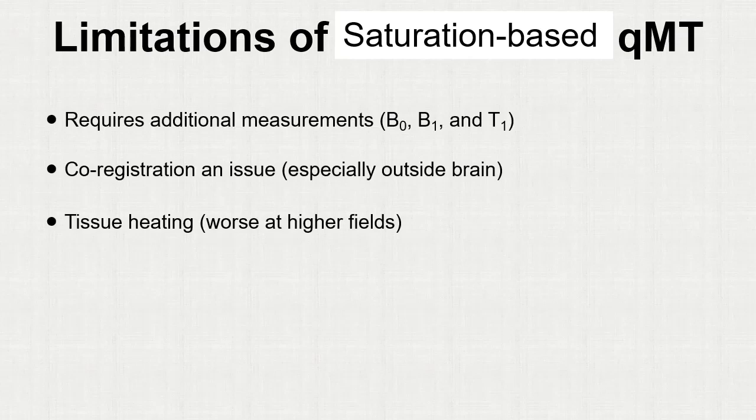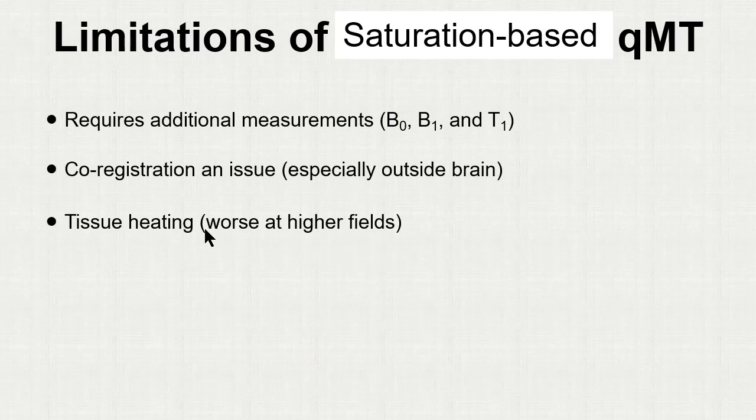There are some limitations to this, and I originally called this conventional QMT, and I decided that's a bad word. There are limitations to saturation-based quantitative magnetization transfer, and some of the limitations are as such. We know that it requires additional measurements, B0, B1, and T1. I skipped through that very quickly, but we do understand that we need other measurements to characterize the Z spectrum. Co-registration is also an issue, especially when we move outside of the brain, when we want to perform QMT of the breast, of the liver, of the leg, and of the heart.